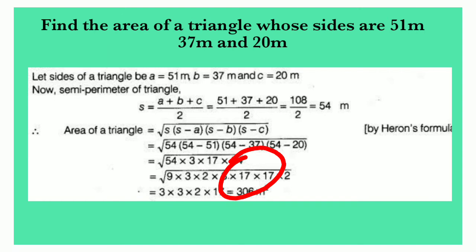Then again 17 into 17 inside the root, so we write 17 here. So 3 into 3 into 2 into 17, the last answer is 306 meter square. So this is the area of the given triangle.